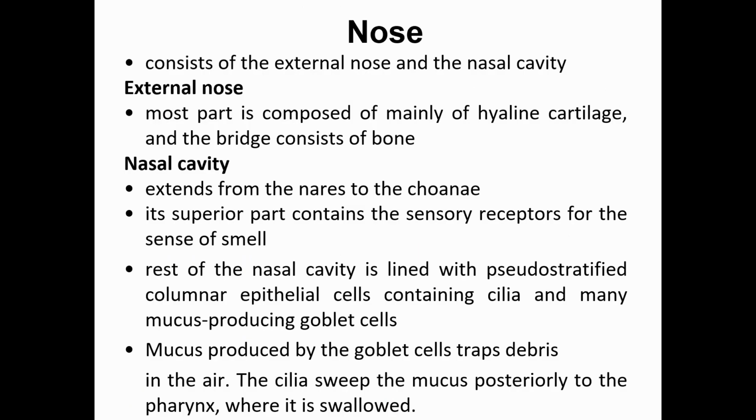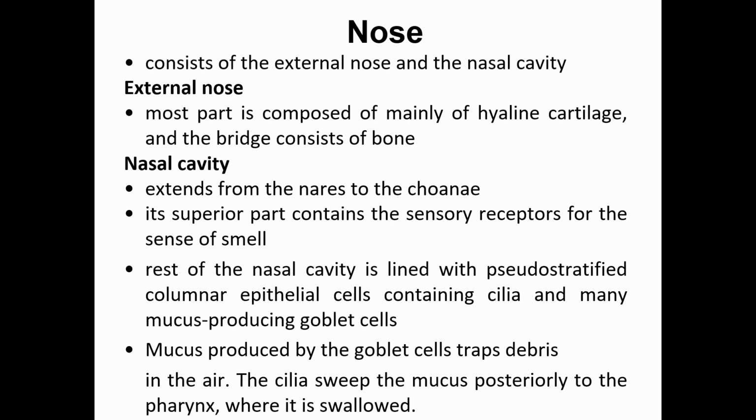So the nose consists of the external nose and the nasal cavity. So both what the nose you can see in other persons and what is inside the nose, especially the cavities. The external nose is mostly composed of hyaline cartilage, and the bridge consists of bone. That is why sometimes when you punch someone, they will end up with a broken nose that needs to be realigned. It also includes our nasal cavity, which extends from the nares to the conchae.